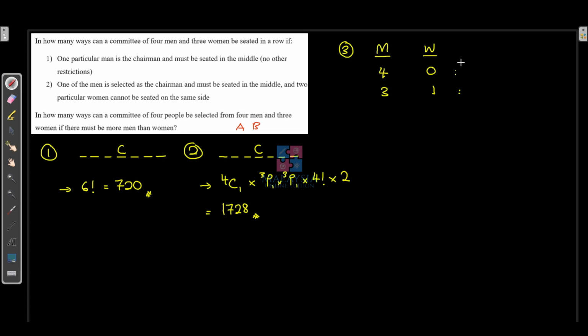So what is this? 4C4 times 3C0, and for the next one, 4C3 times 3C1. 4C4 is 1, 3C0 is 1, so it's just 1. 4C3 is 4, 3C1 is 3, so that is 12. So 1 plus 12, that is going to be 13. So that's all for question number 4, part 3.